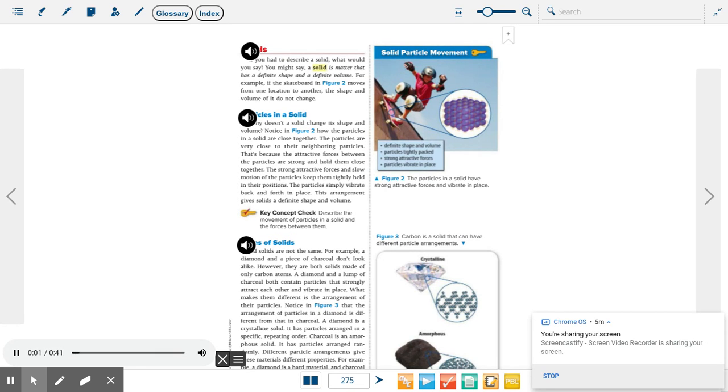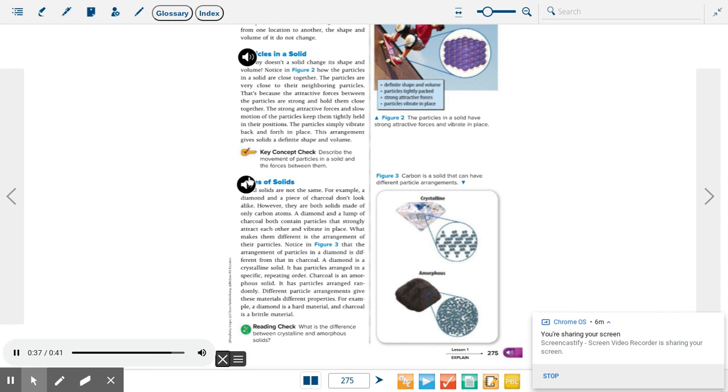Particles in a solid. Why doesn't a solid change its shape and volume? Notice in Figure 2 how the particles in a solid are close together. The particles are very close to their neighboring particles. That's because the attractive forces between the particles are strong and hold them close together. The strong attractive forces and slow motion of the particles keep them tightly held in their positions. The particles simply vibrate back and forth in place. This arrangement gives solids a definite shape and volume. Key concept check. Describe the movement of particles in a solid and the forces between them.